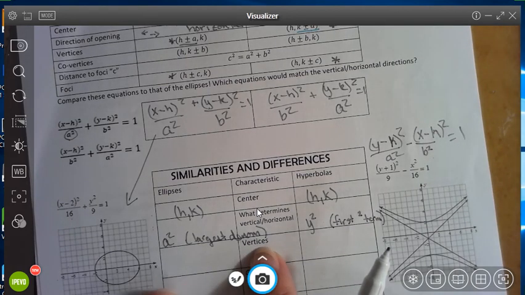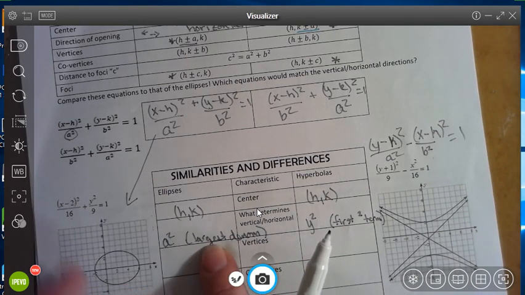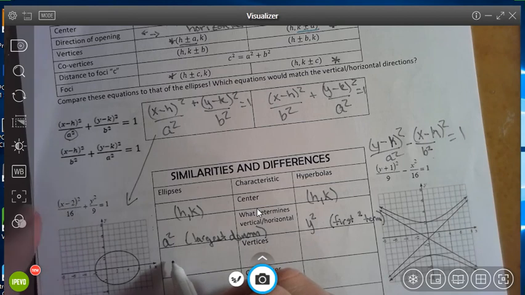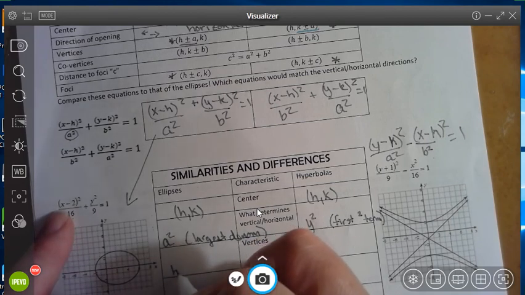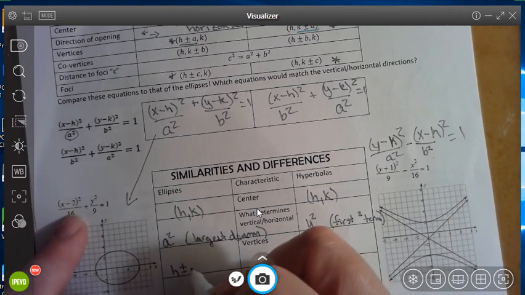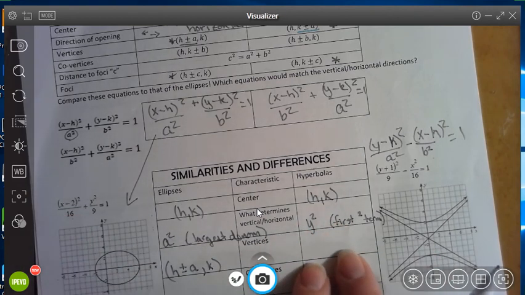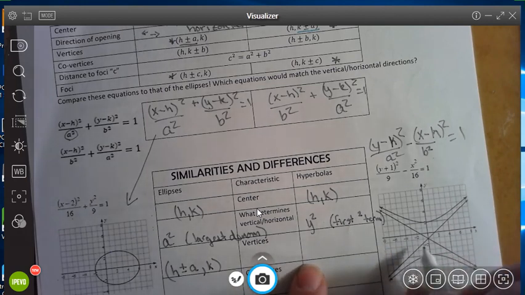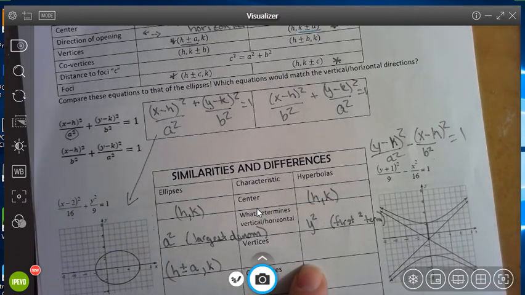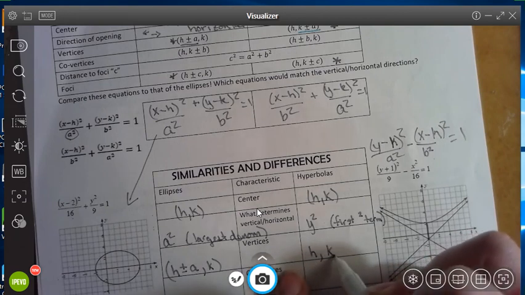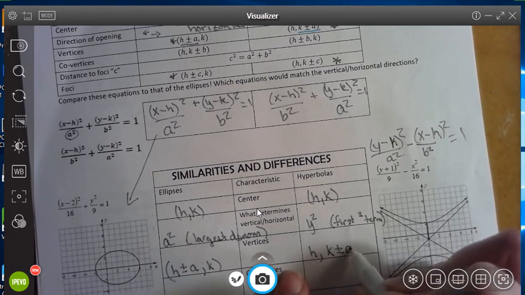Okay, so here, vertices. All right, so how do I determine the vertices? Well, to get these vertices, it's the x that changed, so it's going to be h plus or minus whatever a is, and then the k is there. It doesn't change. Well, look at how I get this vertex. I have that h and k again, and this time the a value is going to be in the y direction here, but that's our a. It's just adding to the y. So it's going to be h and k plus or minus a.